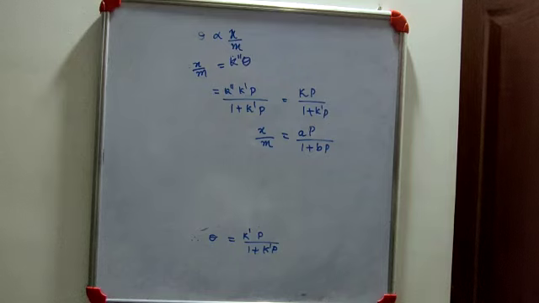So we know that theta is proportional to x by m. So x by m equal to some constant k double dash into theta. Substituting the expression for theta, we get x by m is equal to k double dash into k dash p by 1 plus k dash p, where k double dash into k dash is again a new constant k. The expression will be x by m equal to kp by 1 plus k dash p, and this is what we get as x by m is equal to ap by 1 plus bp, where a and b are empirical constants known as Langmuir parameters, and this is the Langmuir adsorption isotherm.